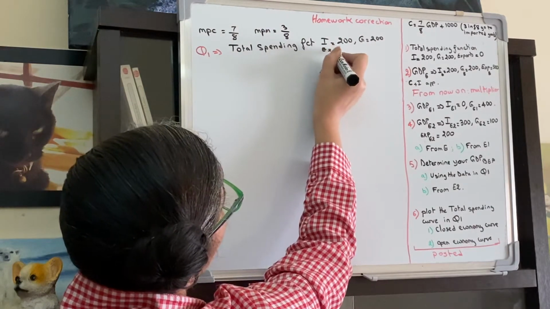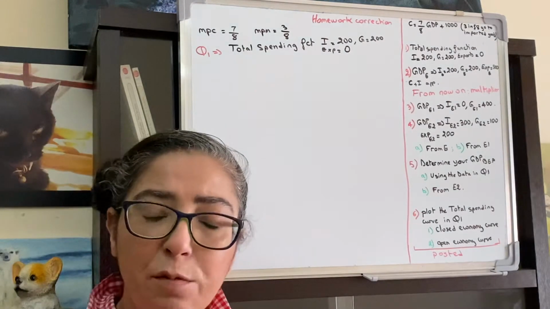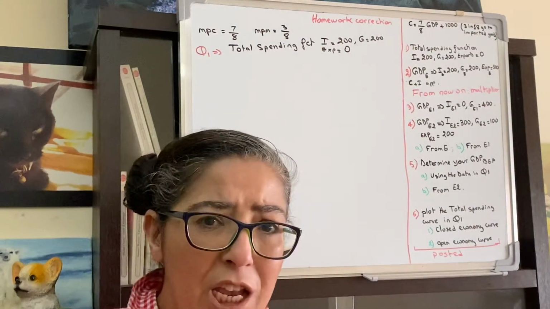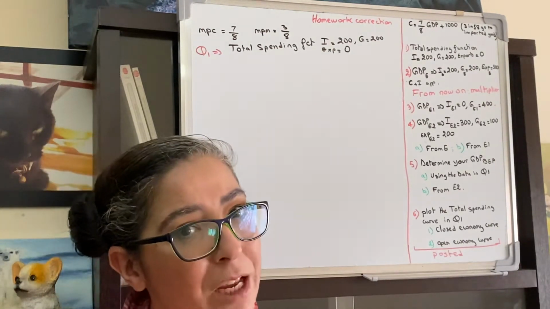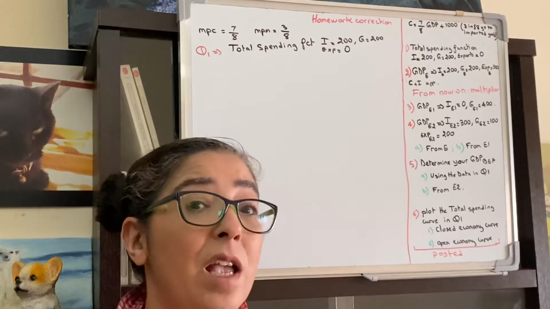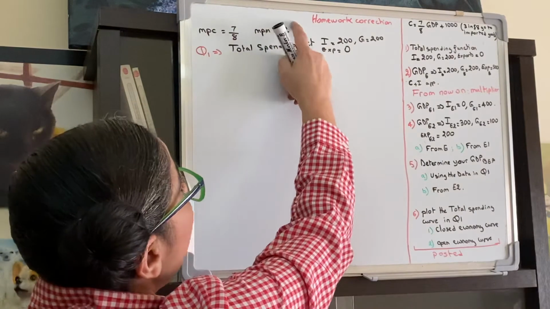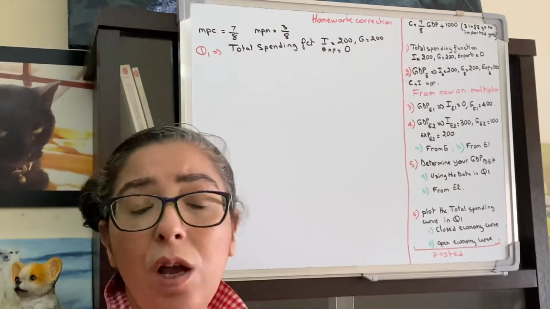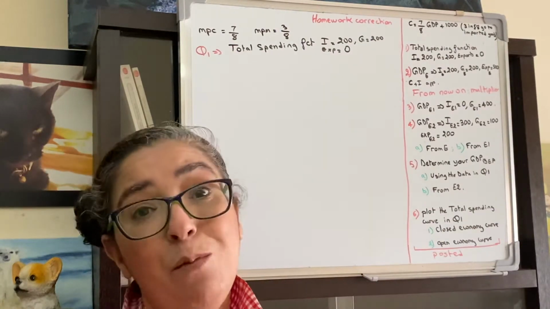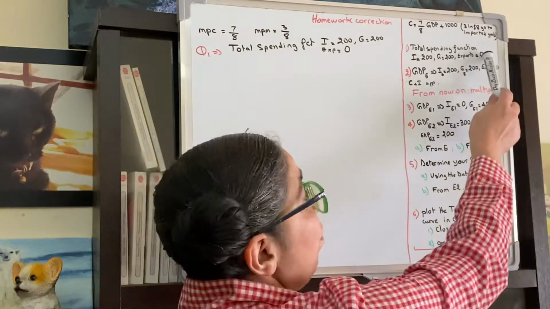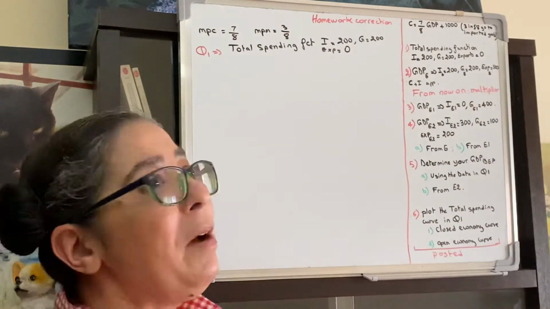So exports equals 0. Am I going to use the total spending of a closed economy because I have no exports, or an open economy? Open economy. For the simple reason they're telling you 3 in $8 go to imported goods. So I need to take imports into consideration even though I have no exports. Okay? So what would be my total spending?